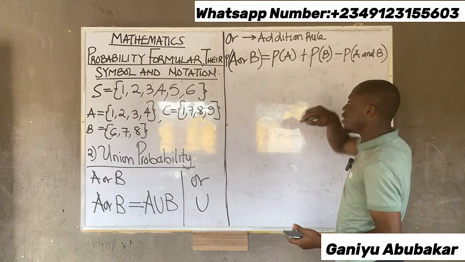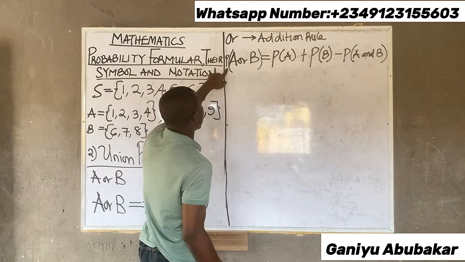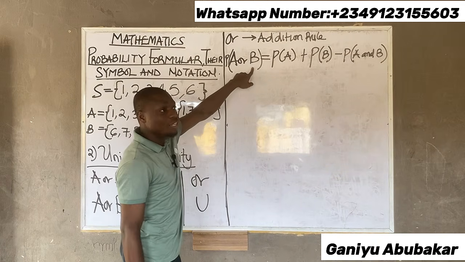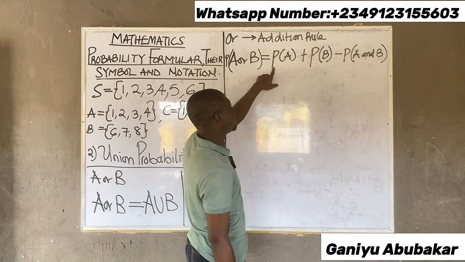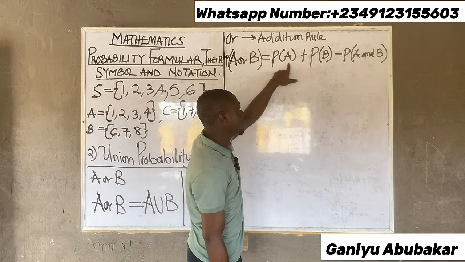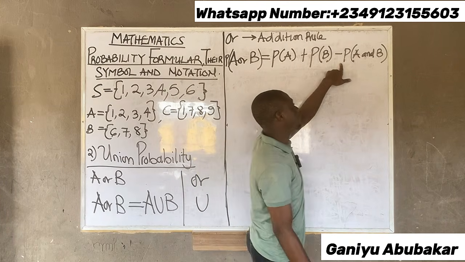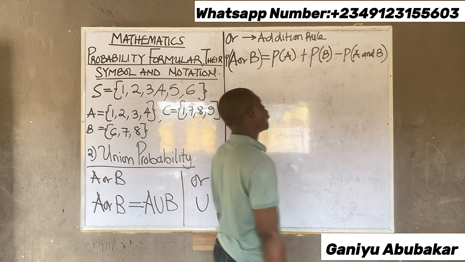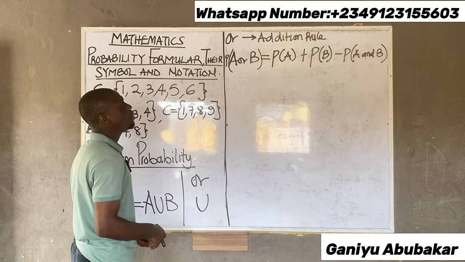In this case, the probability of event A or B occurring is equal to the probability of A occurring plus the probability of B occurring minus the probability of A and B occurring.